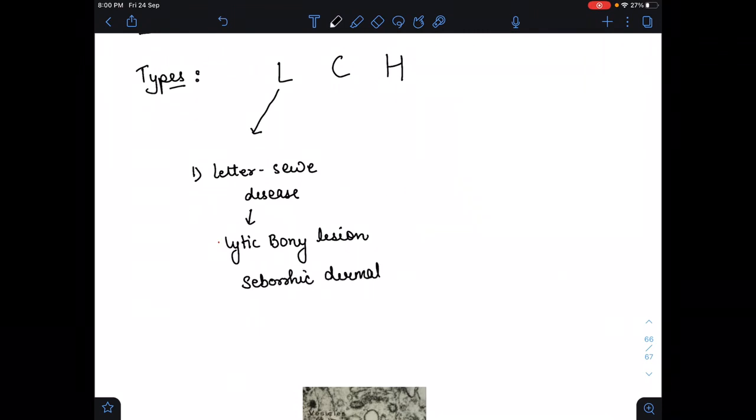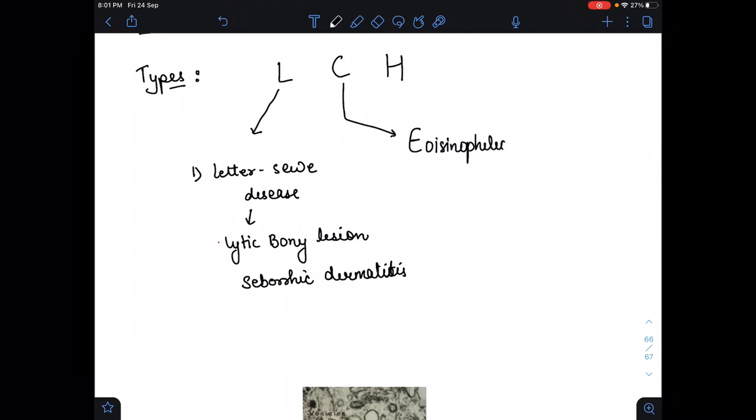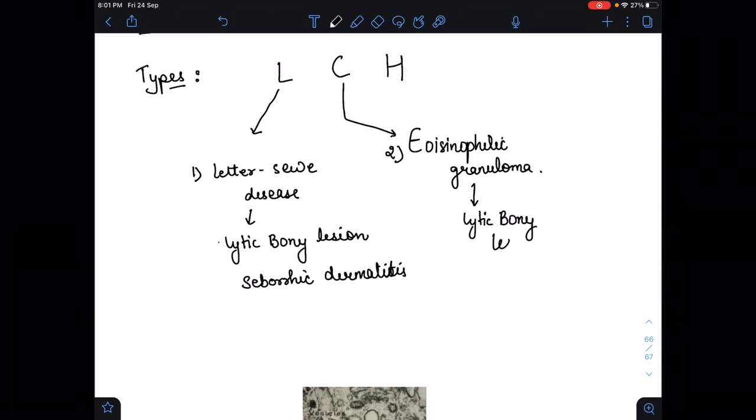So the first type is the L, that is Letterer-Siwe disease. And C, we can make the letter E, that is eosinophilic granuloma, seen in Langerhans cell histiocytosis. That is the second one. In this also we see lytic bony lesions.